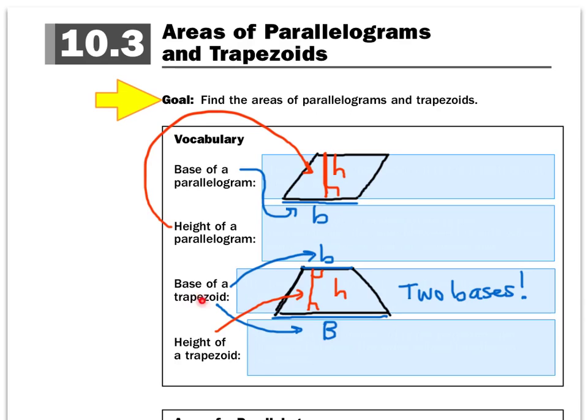Okay. Base of a trapezoid, actually they should have said bases, plural, because there's a big base, I made that blue, and a little base, I made that blue. And then the height of a trapezoid. Remember the height has to touch both bases at right angles.